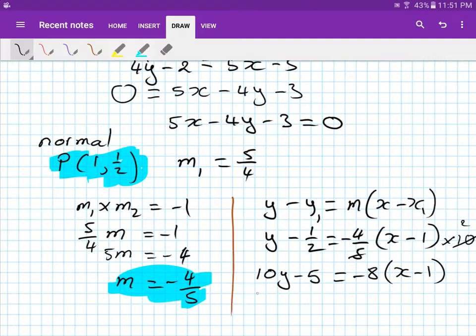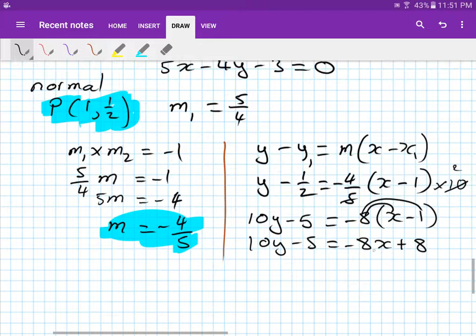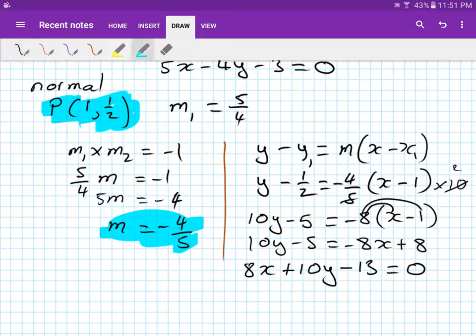So I expand it out first. That gives me 5, and that gives me minus 8x plus 8. So I've got this expanded out. Then I rearrange. Because it's negative 8x, I move it to this side so it becomes positive. So 8x plus 10y, moving over, minus 8 minus 5, so the answer is minus 13 equals 0. So this is the equation of the normal to the curve. Thank you for watching.